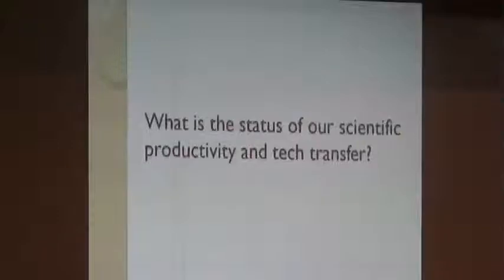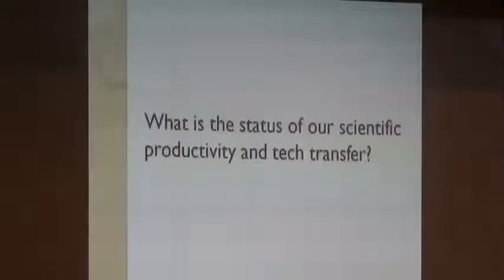So, what is the status of our scientific productivity and tech transfer? Again, Vice Chancellor Espaldon mentioned that we are number one in Asia in terms of UPLB in agricultural sciences with ERI. However, of course, if you now compare total number of publications, not only agriculture, we're actually down below. No?